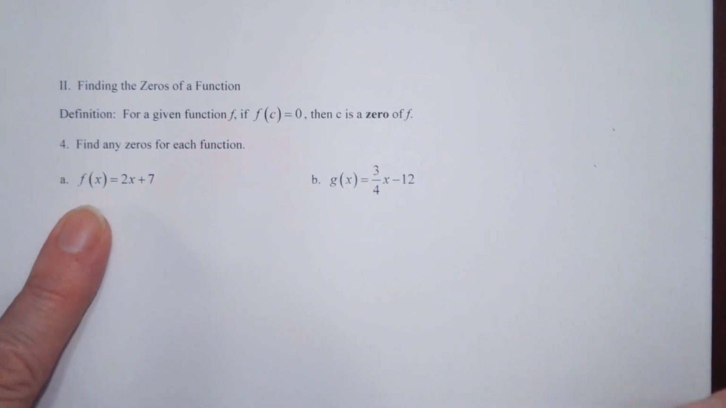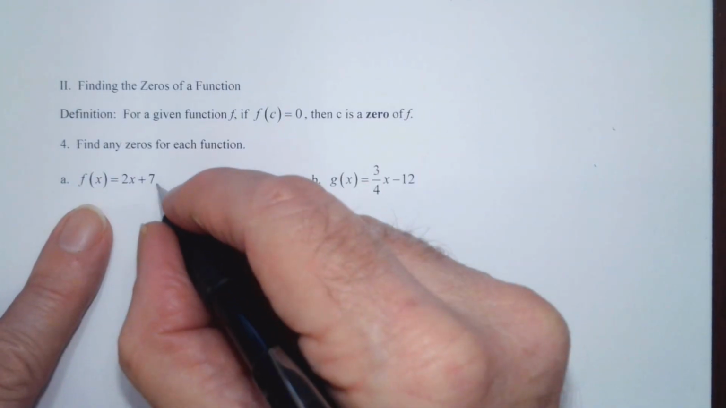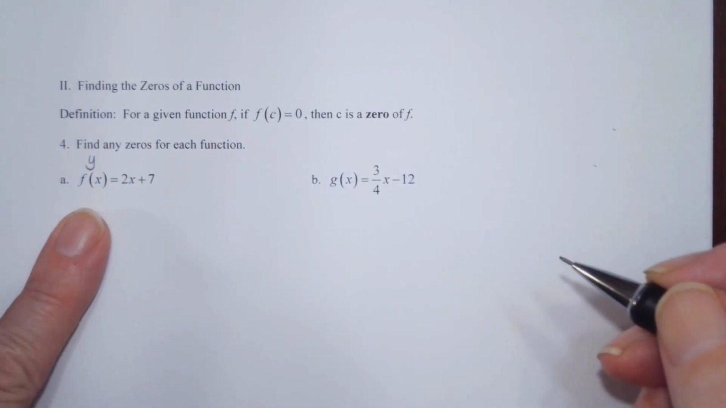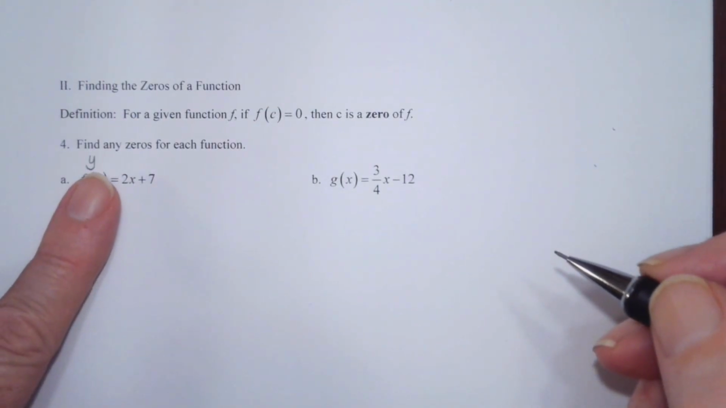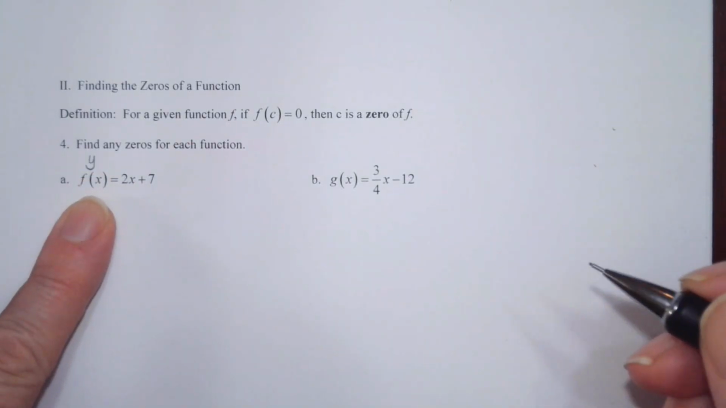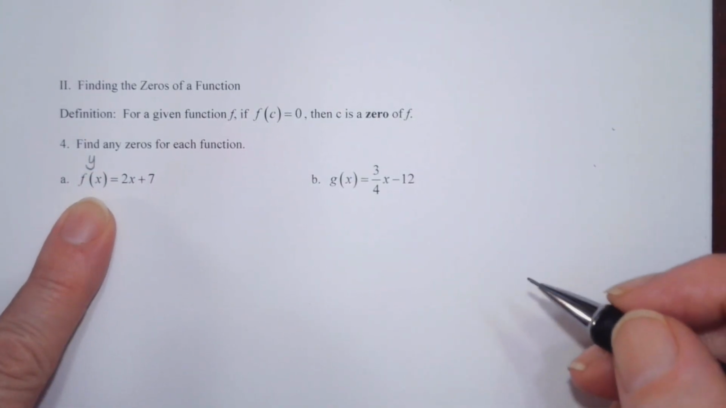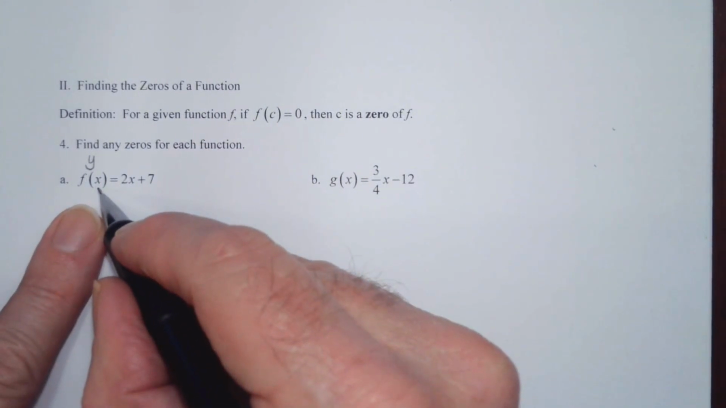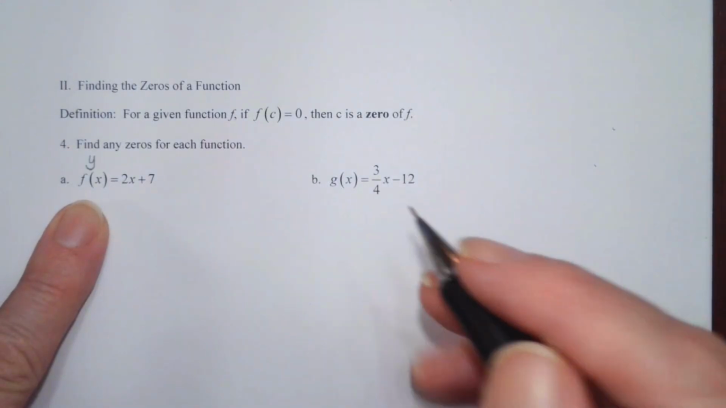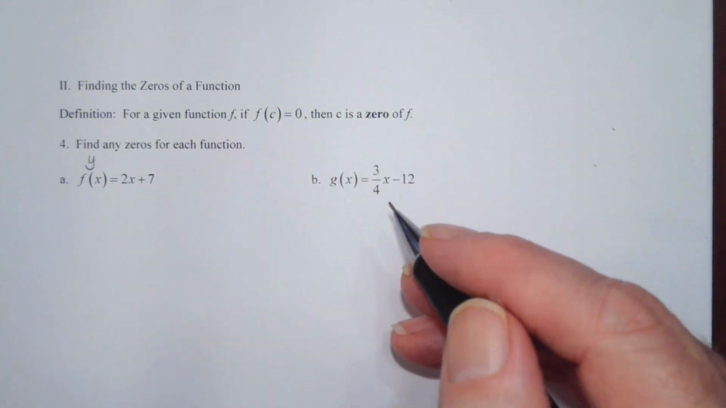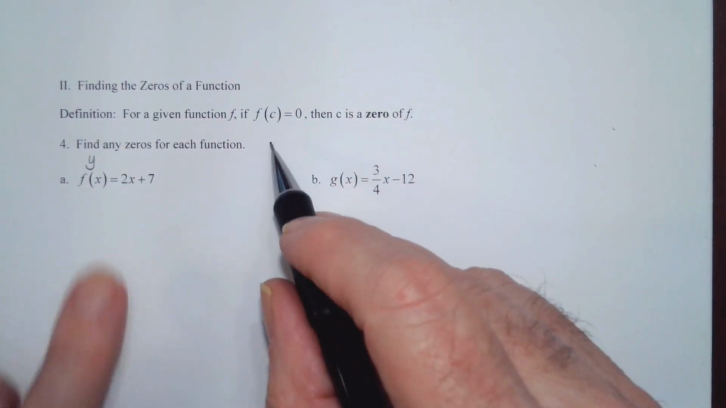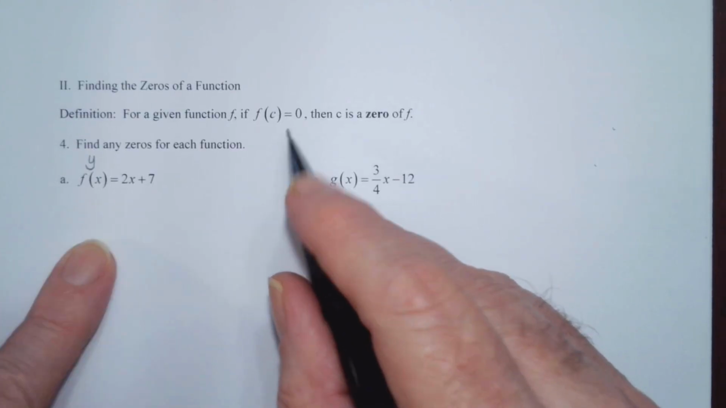Now the first thing I want to remind you of is that this is function notation, and really f of x is just another name for y. You might be more comfortable with y equals 2x plus 7. F of x is just a different notation. And so y and f of x represent the same thing. X is your input, f of x or y is your output for this graph or this function. All right, so we need to find out when 2x plus 7 is equal to 0.